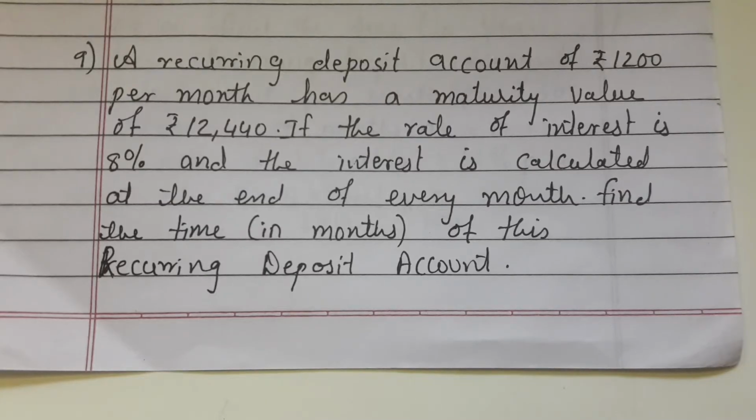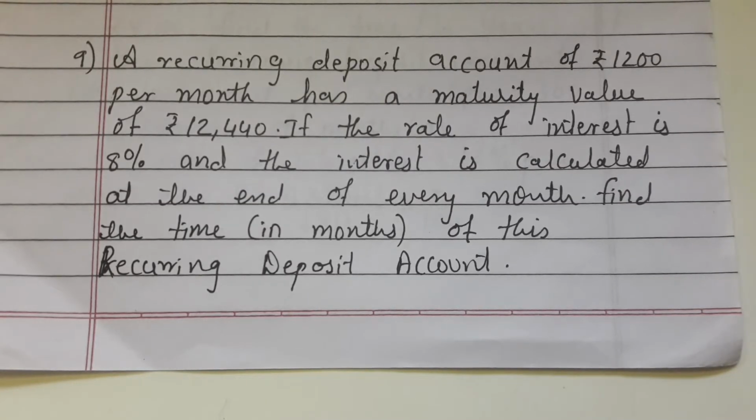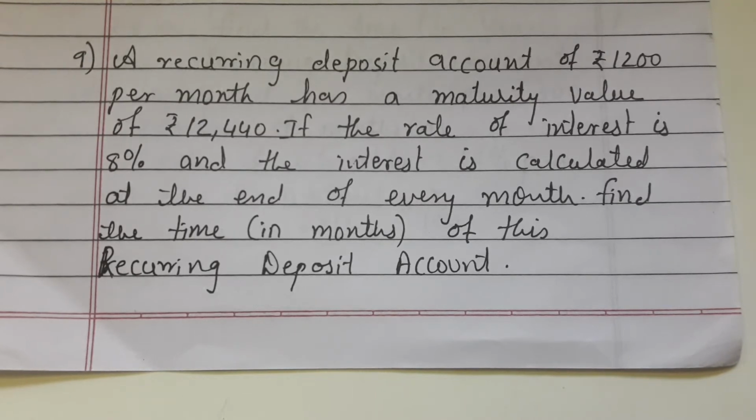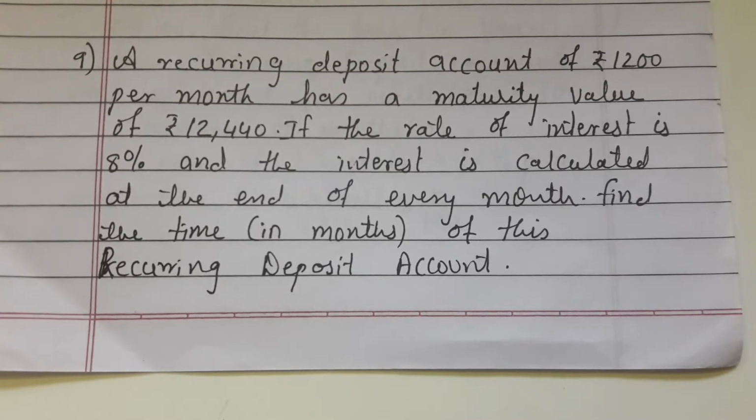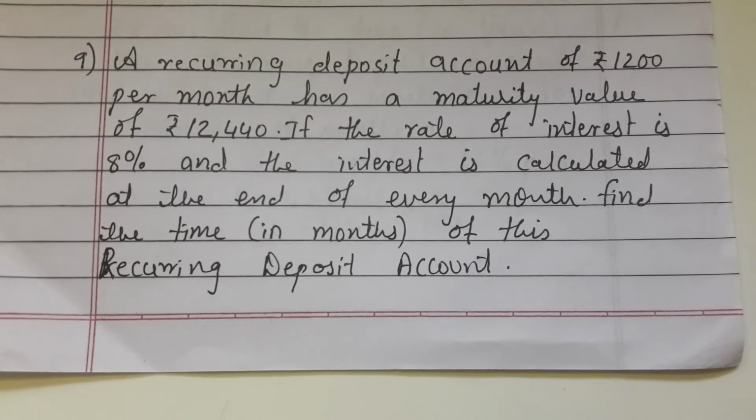Sum number 9. A recurring deposit account of rupees 1200 per month has a maturity value of rupees 12,440. If the rate of interest is 8% and the interest is calculated at the end of every month, find the time in months of this recurring deposit account.